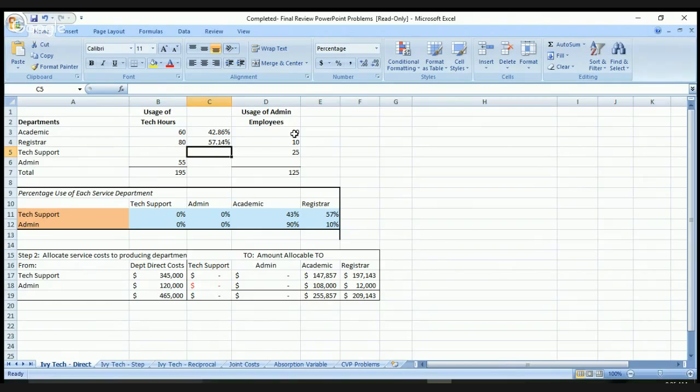Okay. Then I'm going to do the same thing for the admin. Admin is based on the usage of admin employees. I'm going to take the 90 divided by 100, and that's 90%. I'm going to take the 10 divided by 100 and that's 10%. So I'm going to take each one of those, times it by the 120, and that's how I'm going to allocate the 120. Academic gets 108, and registrar gets 12. Okay?